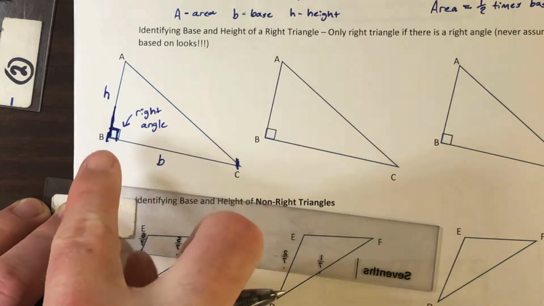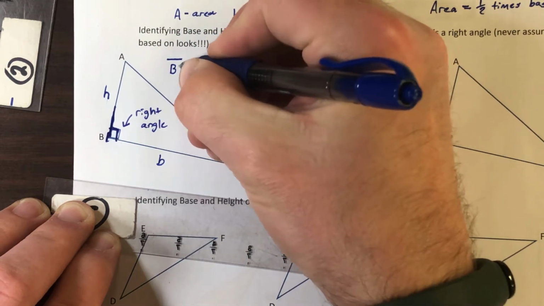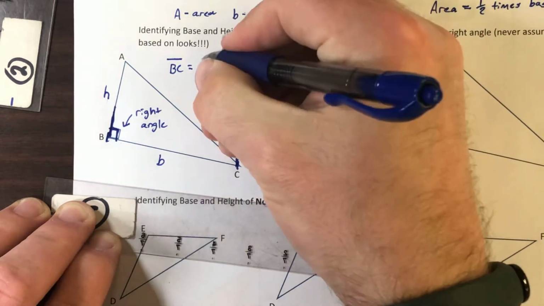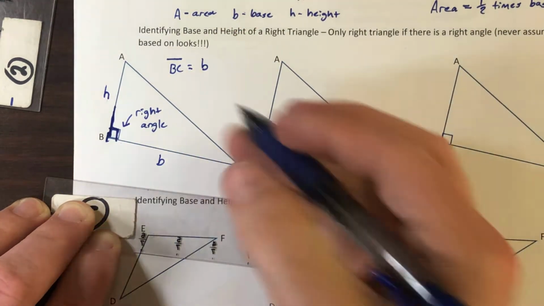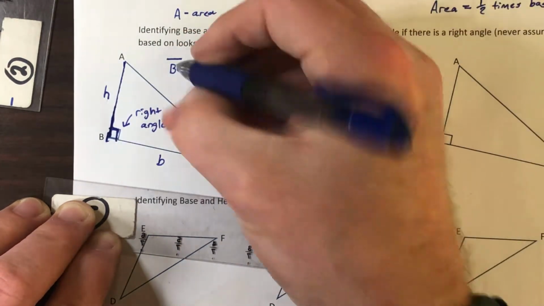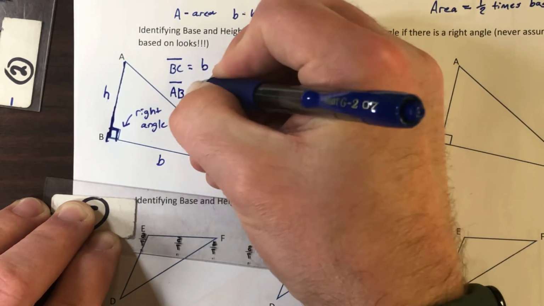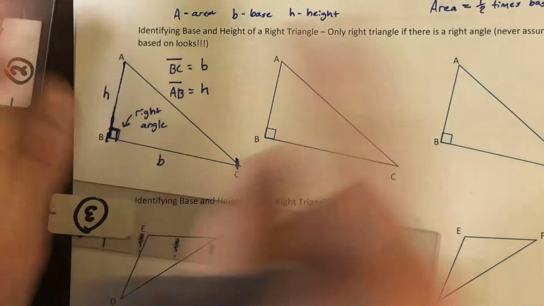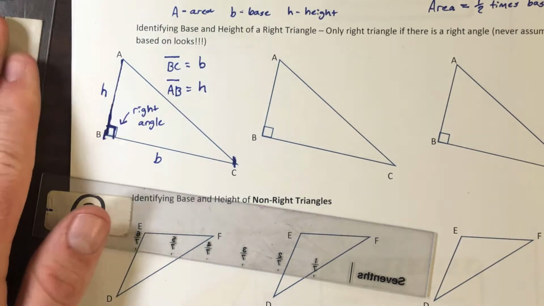You could write line BC equals, what does it equal? It equals my base. So the little b. So whatever that is, that would be your base. What is my height that goes with it? Line AB or BA. Order doesn't matter on these line segments. And that would be my height. So we've labeled and identified. So depending on what your question asked, that's how you do it.